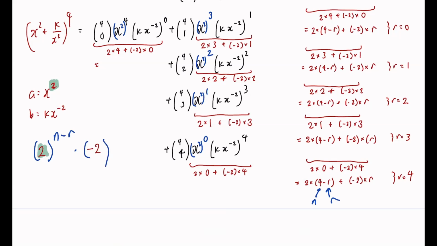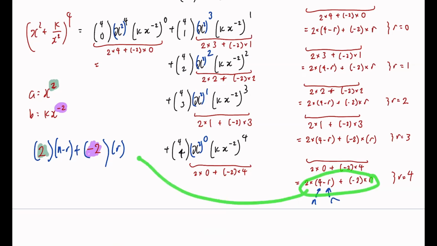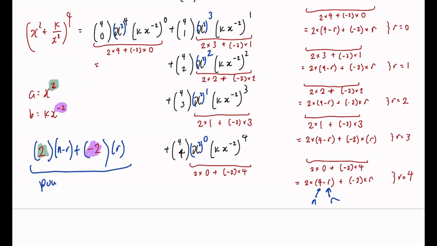Let me color code it. Here's the negative 2 power. Here's the negative 2, multiplied by r. Sorry, not power. Oh my goodness. It's multiplication. Multiply by n minus r. And you add them together. That's the formula, this pattern that I'm trying to lead you up to. Then that will be the power of the r plus 1 term. Can you roughly understand?